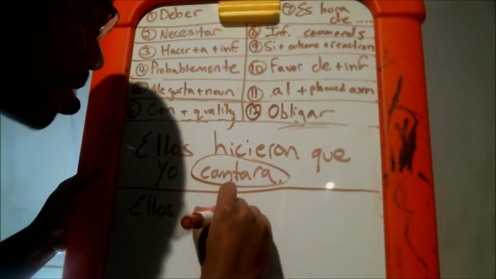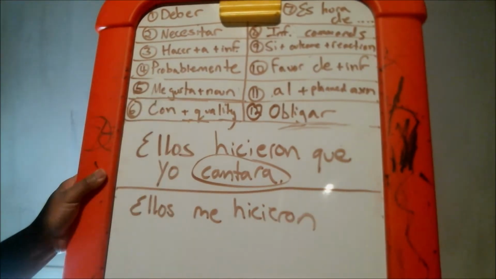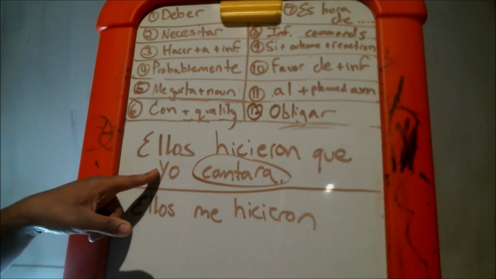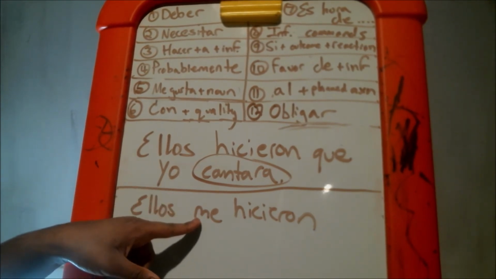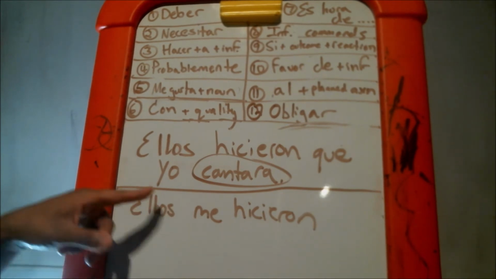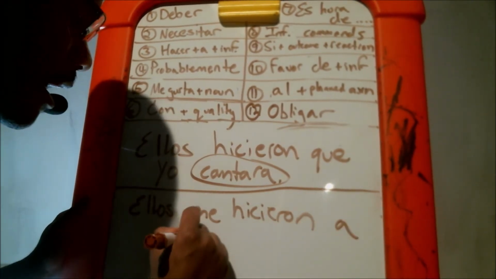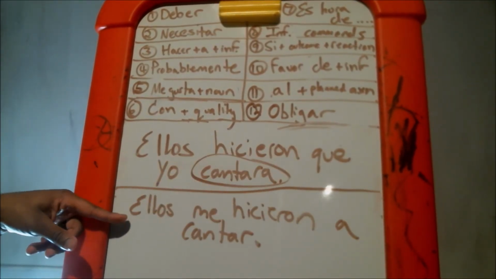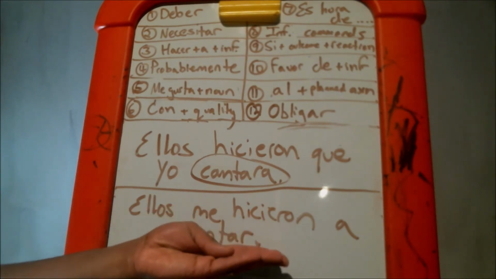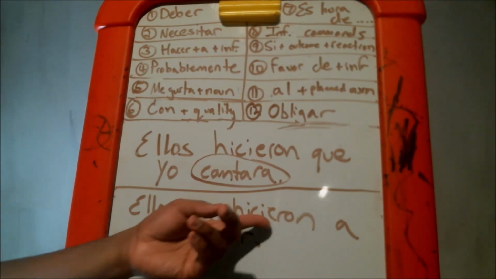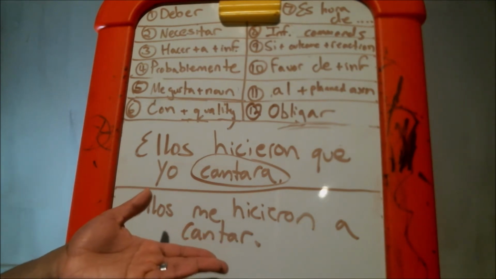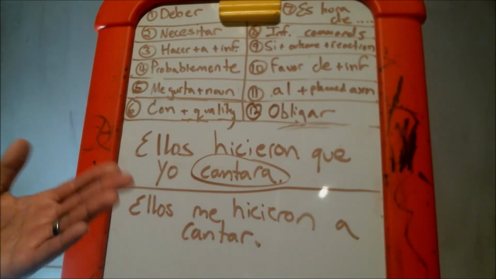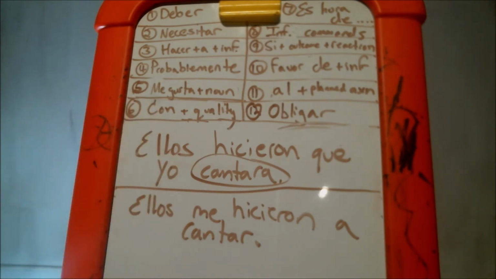Ellos me hicieron. Notice we're pretty much replacing the subject pronoun with the indirect object pronoun. Ellos me hicieron a cantar. So this one says they made that I sang. This one means they made me to sing. Again, all we're really using here is preterite. We're using preterite here, the infinitive there. That's Spanish 2 stuff, y'all. So if all you took was level 1 and level 2, and you just brushed up a little bit, you could probably communicate effectively and bypass the subjunctive in getting your point across.